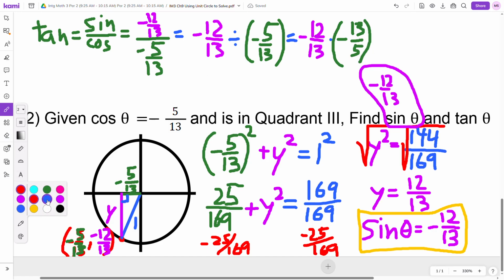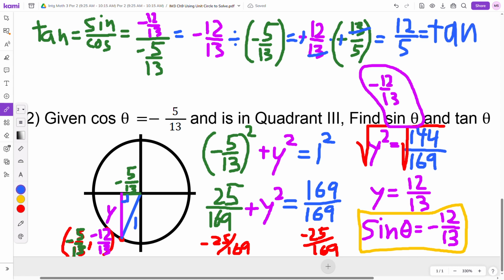And then we simplify all that, and the minuses will multiply to give you positive. 13 divided by 13 is 1, so that goes away, and we're left with 12 over 5, otherwise known as 2.4. So this right here is the tangent of theta. Okay, that's the tangent of theta. And that is our answer. And that means we're done.